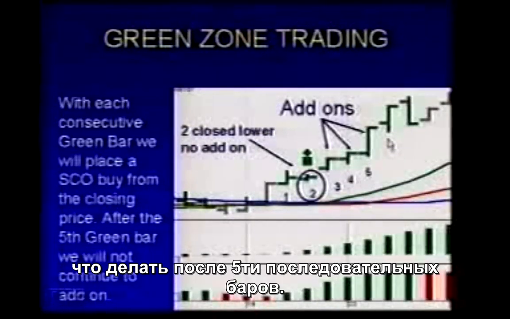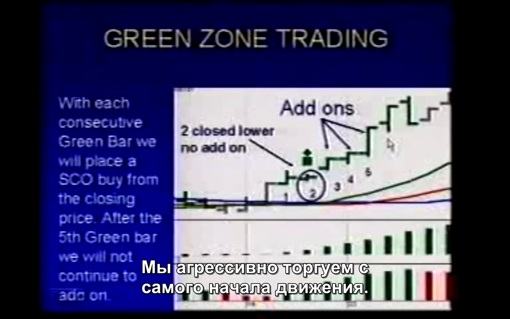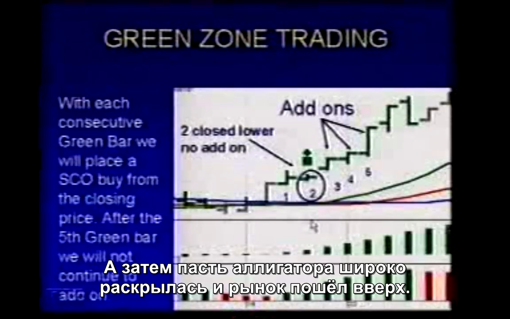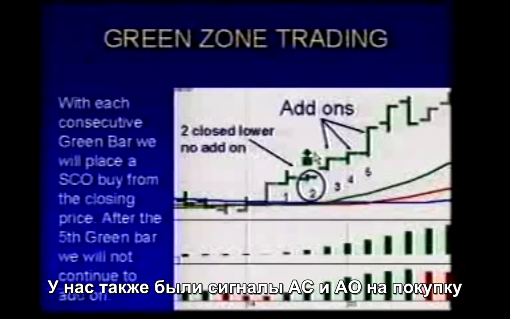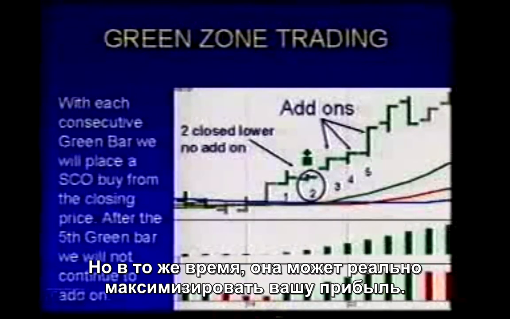We're actually going to go on and talk about what we do after having 5 consecutive bars in the next slide. But at this point, we have 3 add-ons, and we now have gotten aggressive in the beginning of the move. Notice that in this move the alligator was asleep before we took off at the bottom here, and the alligator's mouth is open wide, and the market is taking off to the upside. So we have our best average price adding on in the beginning. We also had an AO and an AC buy at the high of this bar. So now you should start to begin to see how the zone trading is very aggressive, but yet it can really, really maximize your profit.